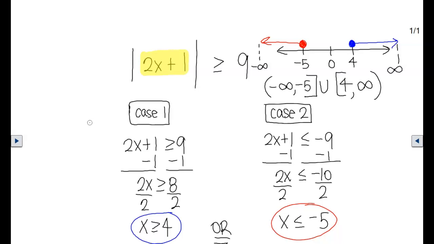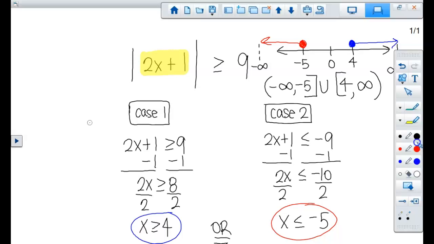So 2 cases, one positive, one negative. The positive case is as is. The negative case, we flip the inequality sign and make the number a negative.